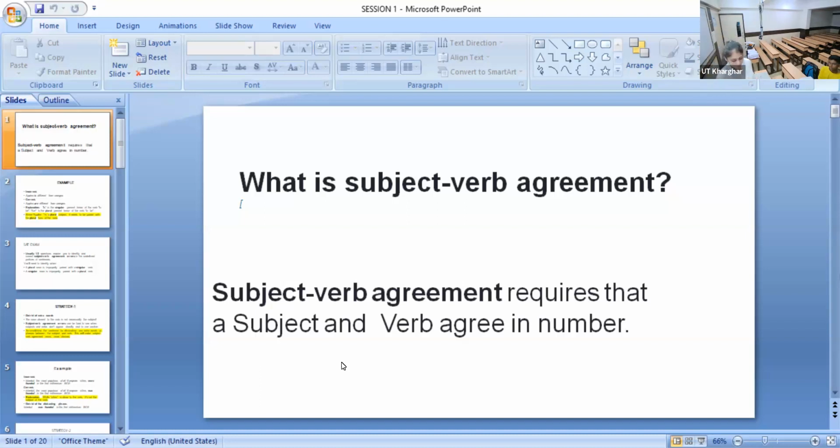Okay, so let me just slide this out here. So Saina, can you see the screen? Yes, ma'am. Perfect. So here, this is the first topic, agreement.